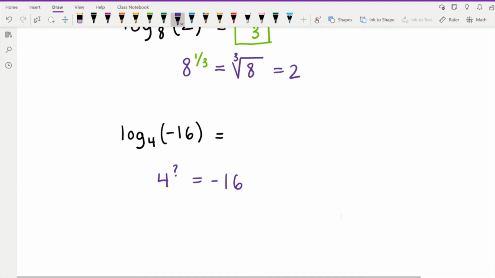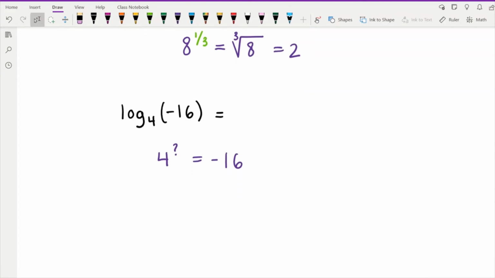But 4 to the -2 is not -16, right? 4 to the -2 would be 1 over 4 squared, which is 1 over 16. And that's not the same thing as -16, right? Those are two completely different numbers. And so that tells us that the answer is not -2.